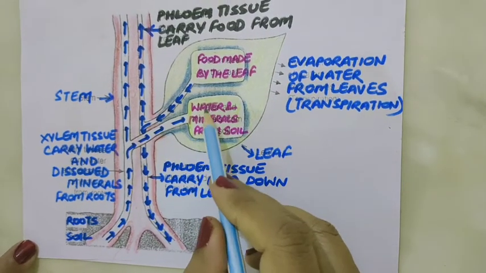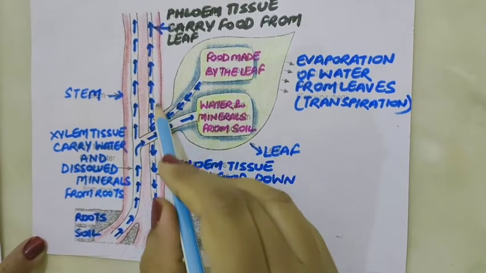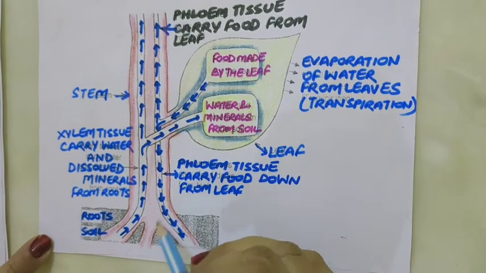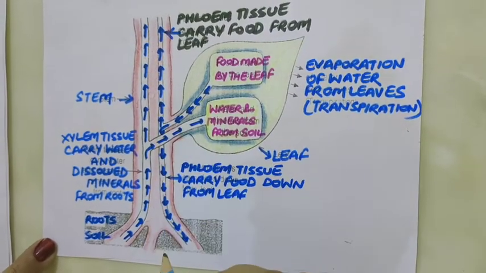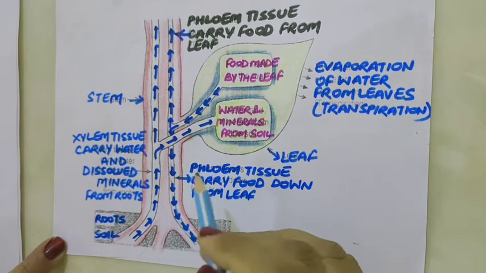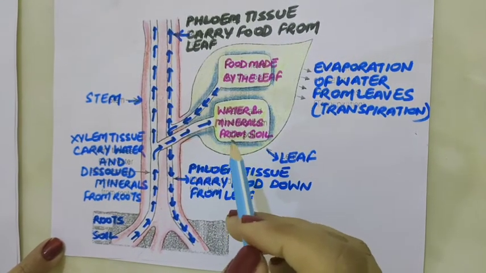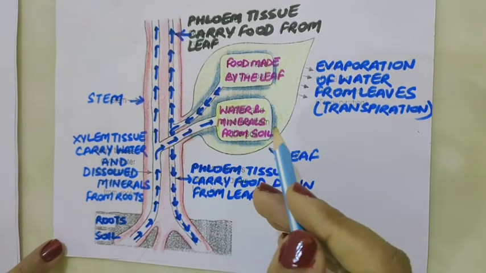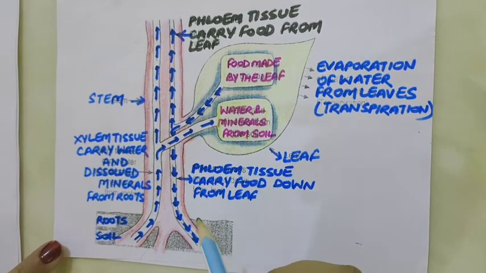The food manufactured in the leaf is transported to different parts of the plant, and this transportation of food material from leaves to other parts of the plant is carried out by a tissue called phloem, and the process of transport of food material is called translocation.